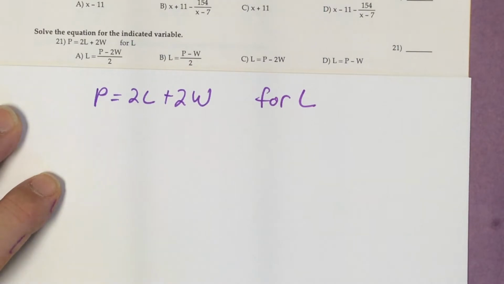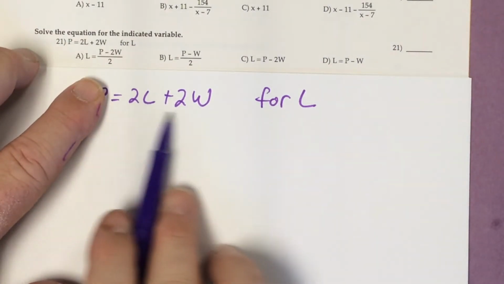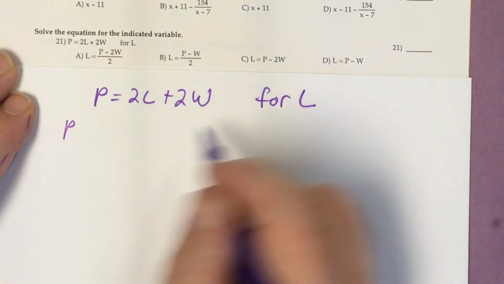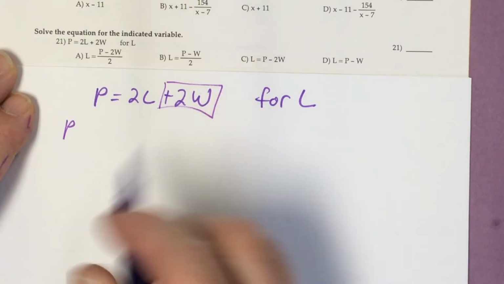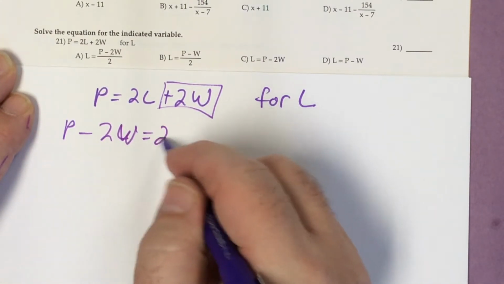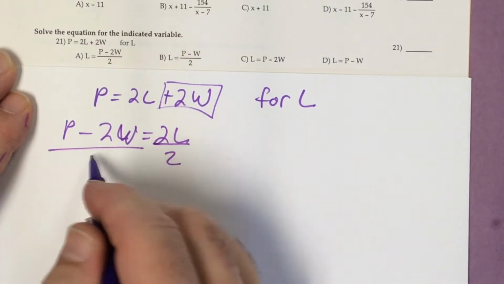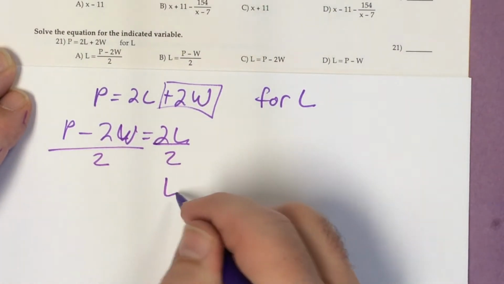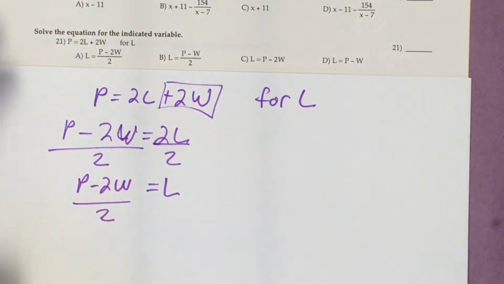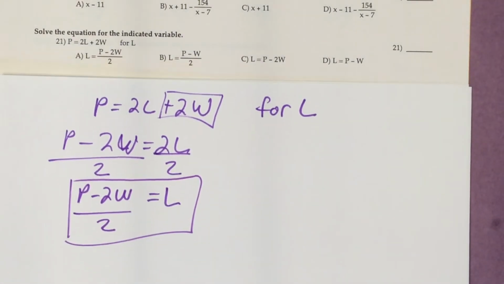That means we want to get L alone. So if we want to get L alone, that means I don't want 2W over here at all. So I'm just going to move it to the other side. But when I move it to the opposite side, I'm going to write it as P minus 2W, and that's going to equal 2L. If I want to get L by itself now, I need to divide both sides by 2. So final answer for L is equal to P minus 2W divided by 2. And that's what I'd be looking for in terms of this answer and its final form.